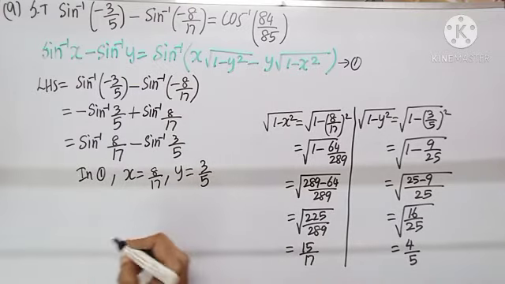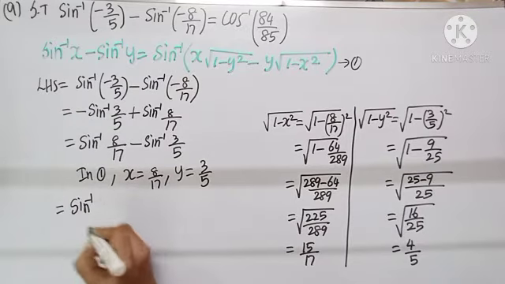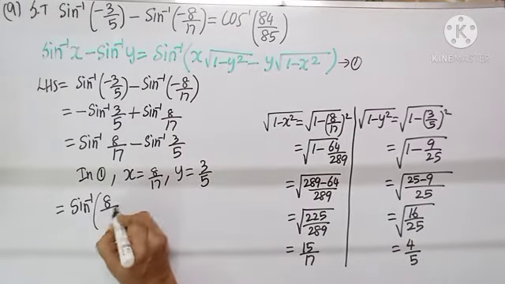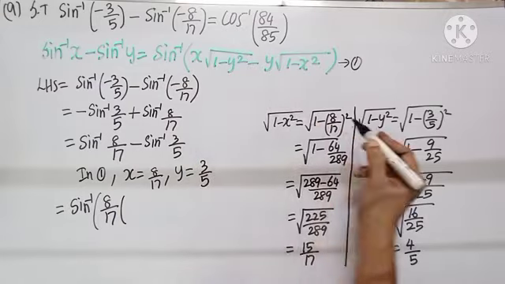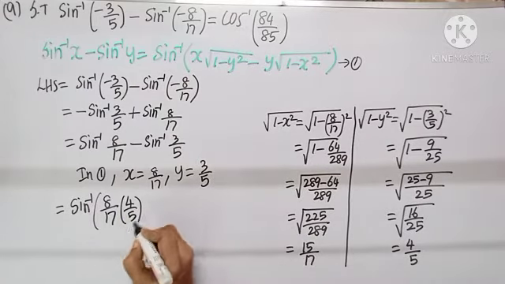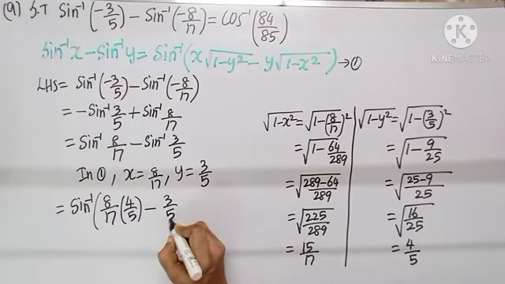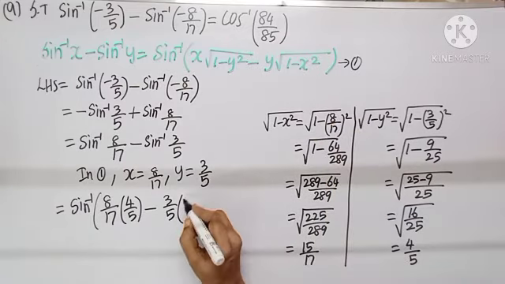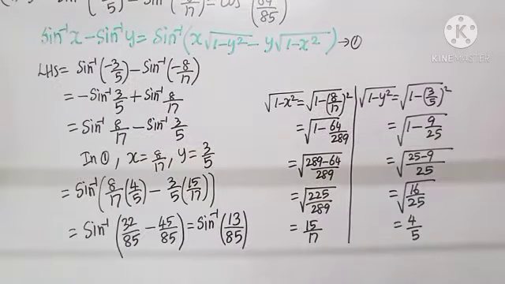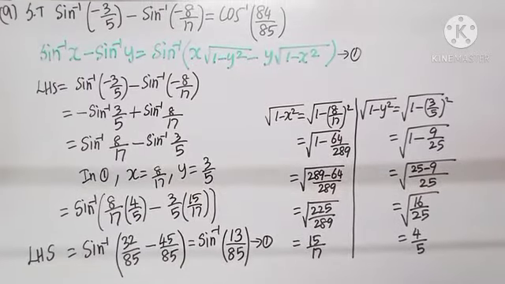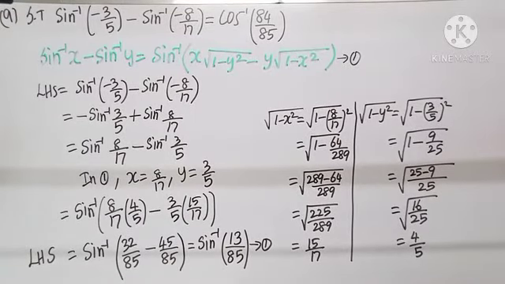Put them back in my formula. Equals to sine inverse x is 8 by 17, root of 1 minus y square 4 by 5 minus y value 3 by 5 into root of 1 minus x square 15 by 17. 32 by 85 minus 45 by 85. As we simplify, we get sine inverse 13 by 85. But what is my question? I need to show cos inverse 84 by 85.